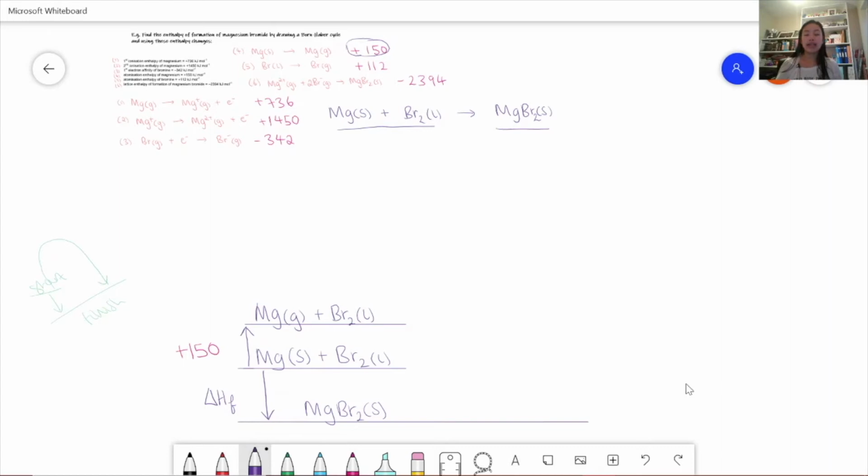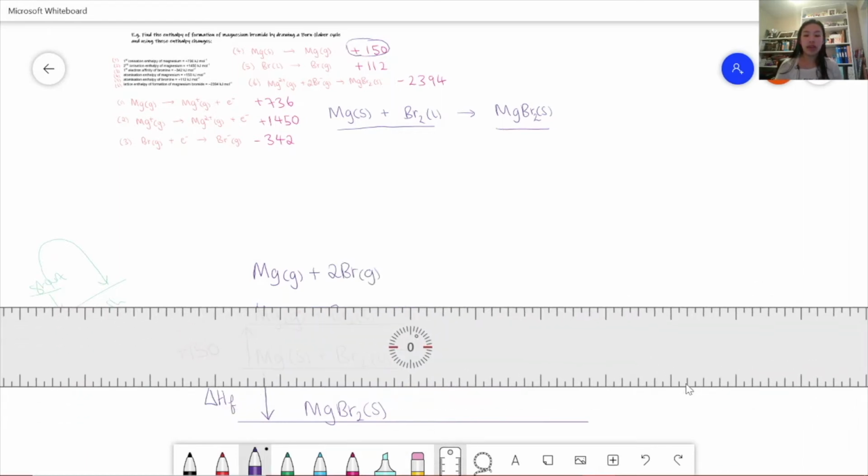And then the next thing I'll do is atomize the bromine. So like we did for magnesium, I'm going to leave the magnesium gas alone, and then I'm going to atomize the bromine. And then draw the level line again.